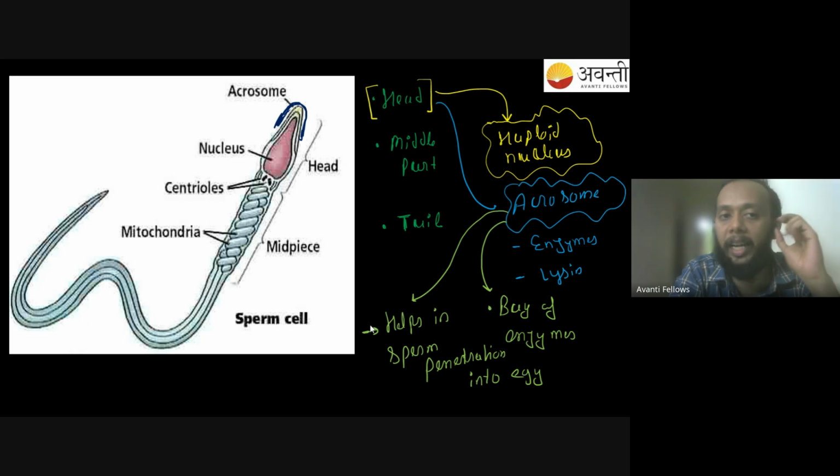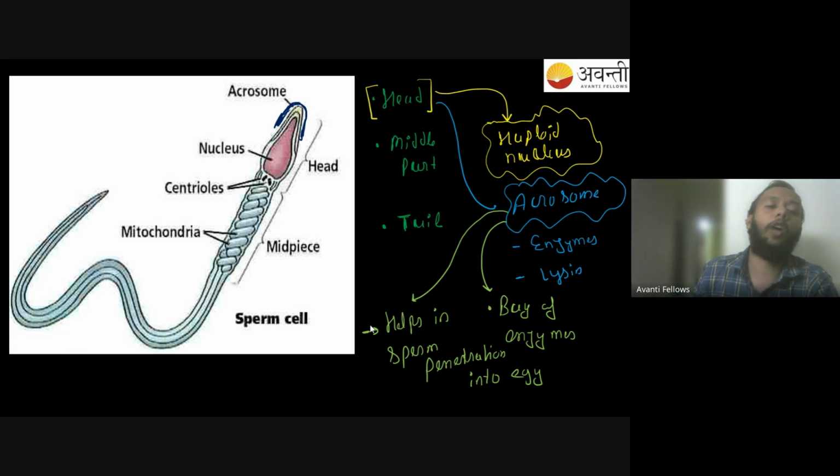So that's what you find in the head. You have a nucleus which is going to be a haploid nucleus. Here you will have the DNA and the chromosomes, and then you have the head part which will be having the acrosome. Acrosome is an important part. Acrosome is made up of Golgi apparatus. Please write it down somewhere. And this will have the enzymes, lysins, and they are going to penetrate the egg's membrane.